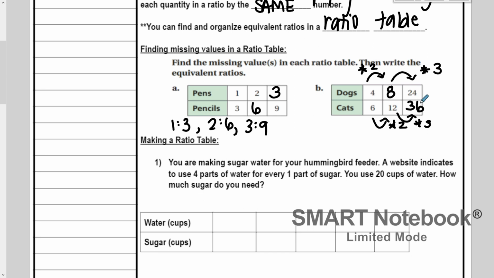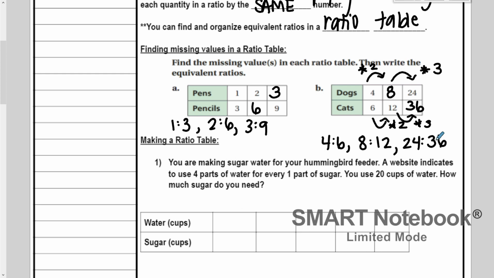36. If I'm pulling these ratios out, I have 4 dogs to 6 cats. Think about what my next equivalent ratio would be using that middle column. You should be writing down 8 to 12, 8 dogs to 12 cats. And then write down that last one from that third column. It would be 24 dogs to 36 cats.